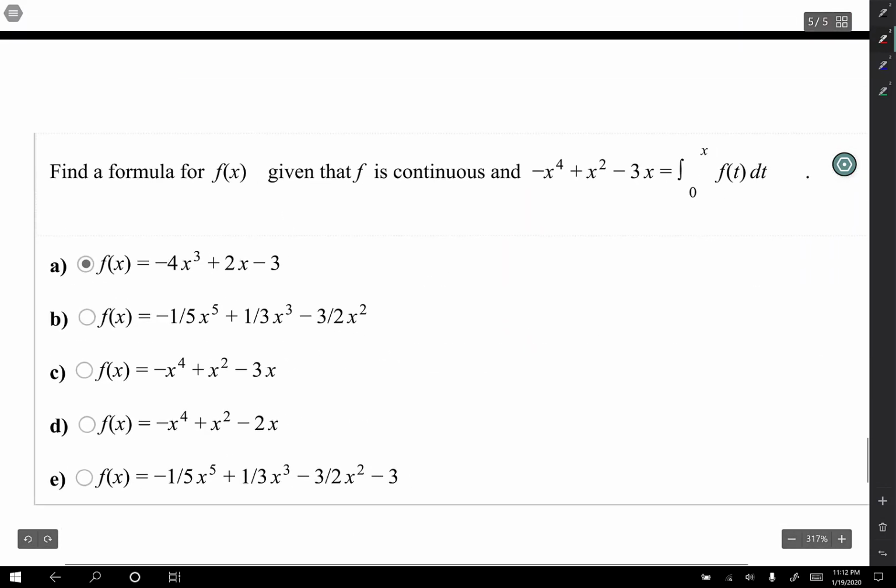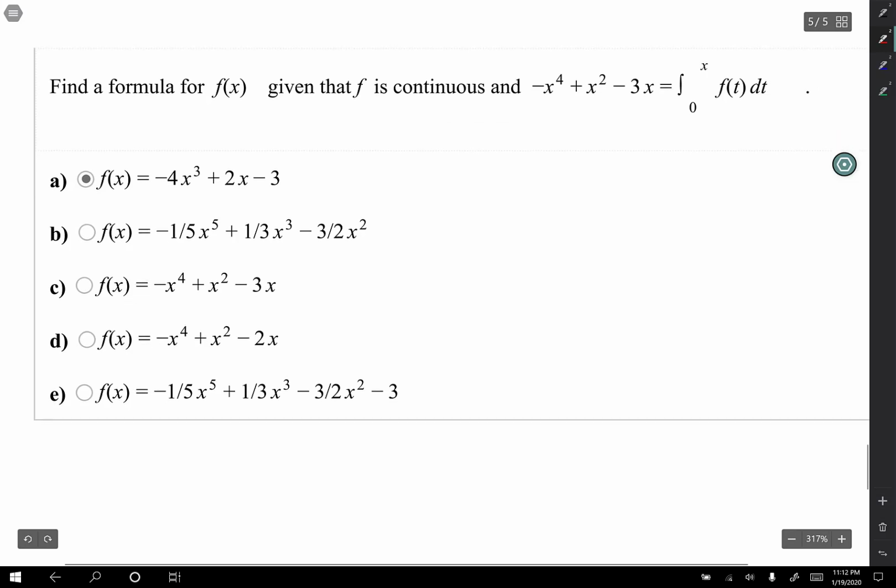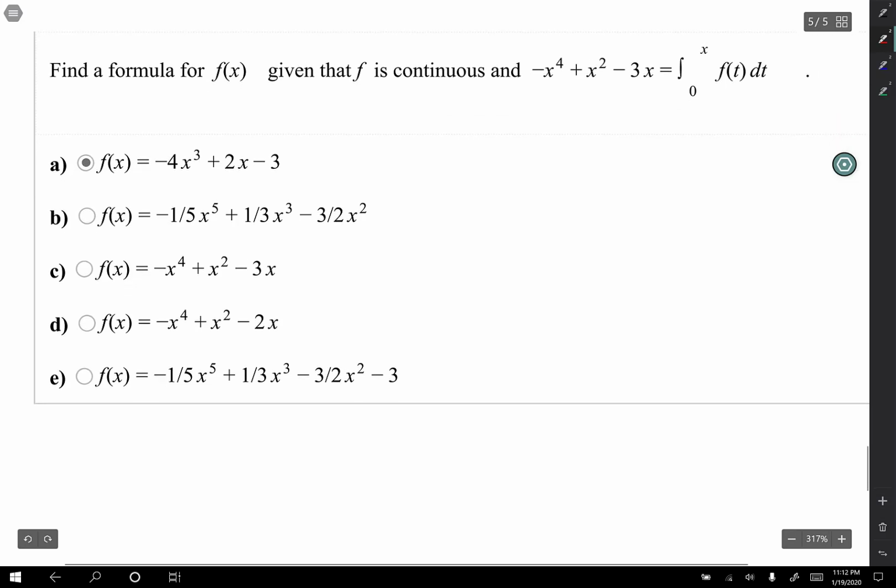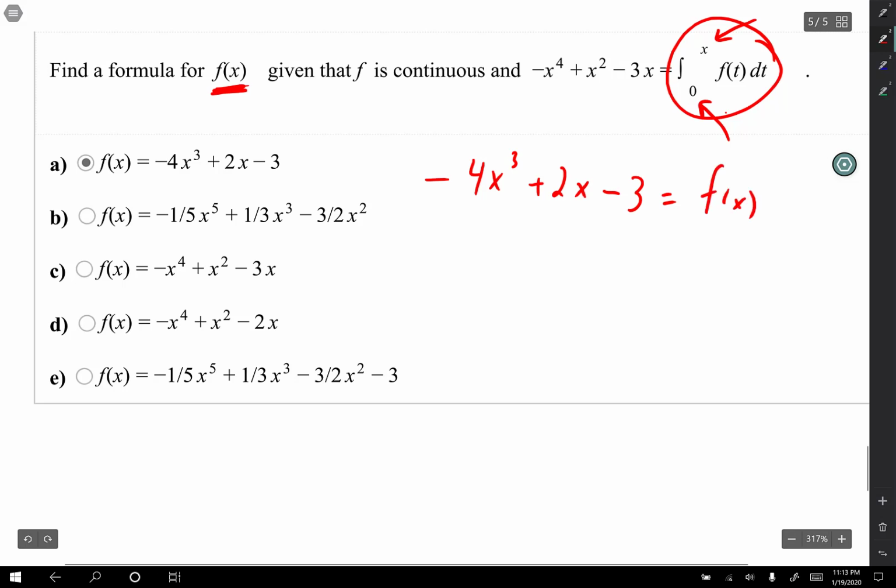All right, last question here. It says, find the formula for f of x given that f is continuous. All right, and this expression. So notice what we want is f of x. At the moment, I have the integral from 0 to x of f of t dt. So I have a constant on the bottom and an x at the top, and we should observe that if we take a derivative, this would turn to f of x. So let's take a derivative of everything, guys. Negative 4x to the third plus 2x minus 3 equals f of x. And then I just look for that.